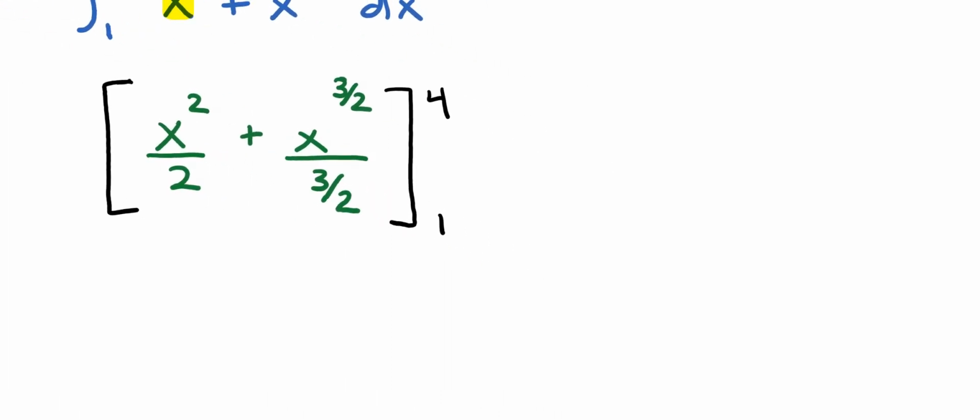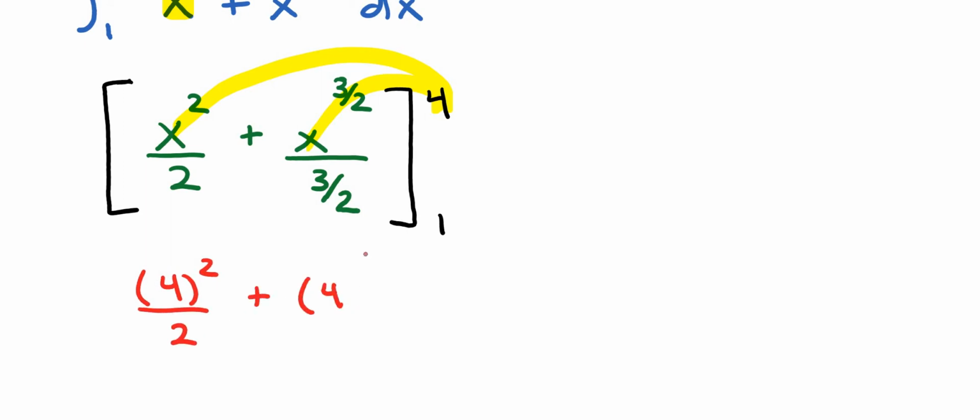And now we're using the fundamental theorem of calculus, where we always evaluate the upper bound first. So that's going to look like this. 4 to the power of 2 divided by 2 plus 4 to the power of 3 over 2 divided by 3 over 2.